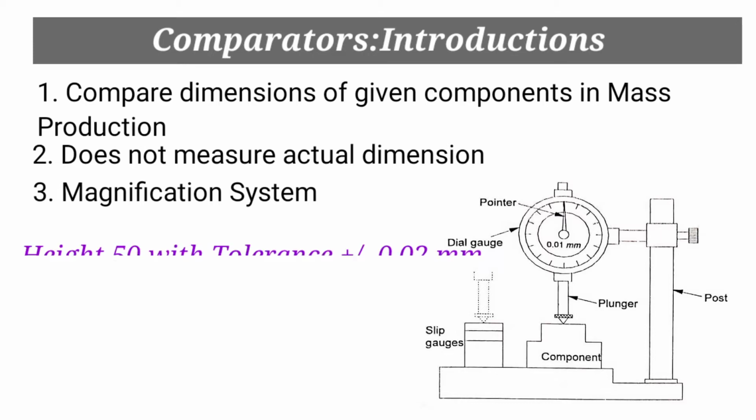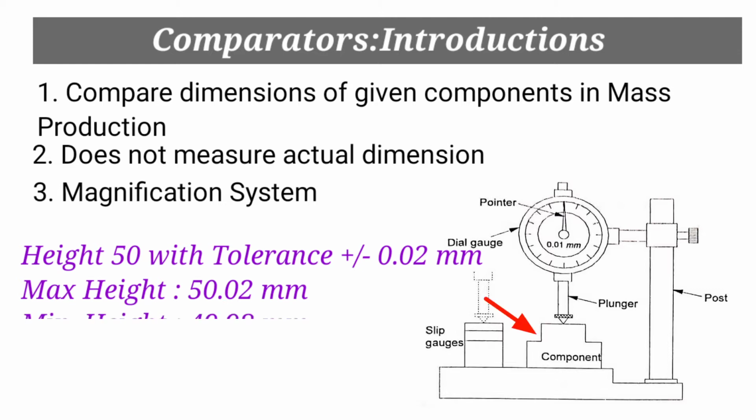Now consider the component which we have to manufacture in a large quantity as mass production, having a height of 50 mm with a tolerance of plus or minus 0.02 mm. It means whatever components we manufacture should have a maximum height of 50.02 mm and a minimum height of 49.98 mm.